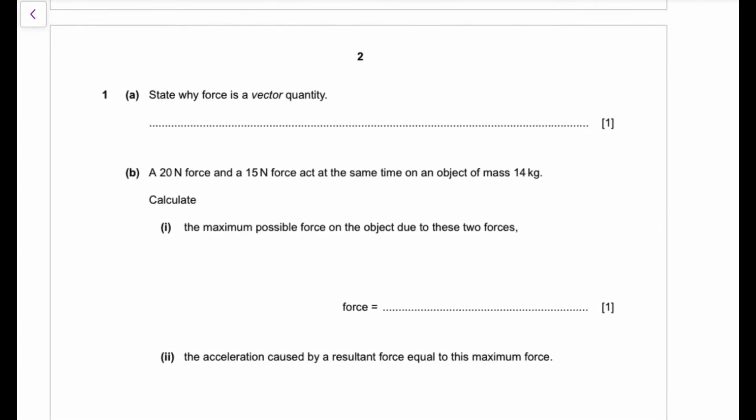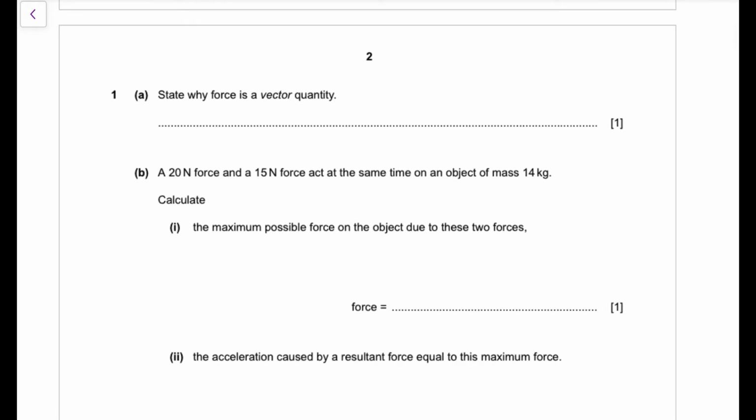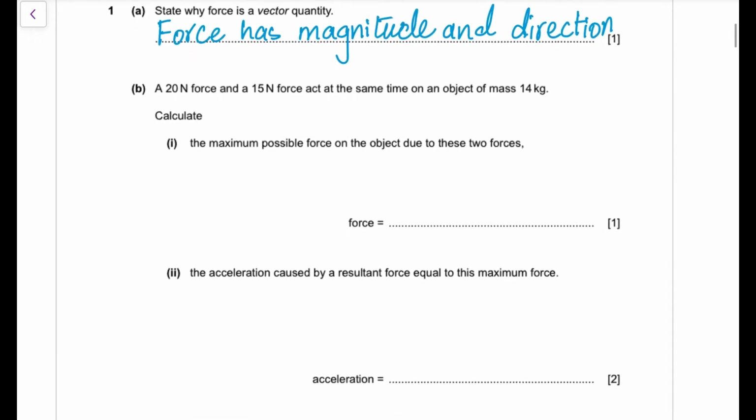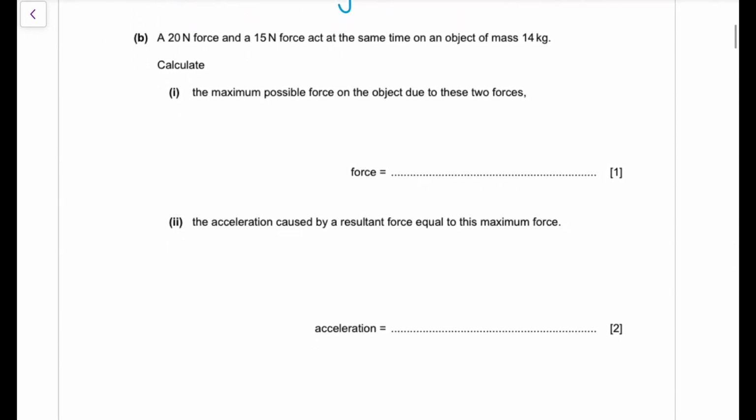Question 1. State why force is a vector quantity. Force is a vector quantity because it has both magnitude and direction. B. A 20 Newton force and a 15 Newton force act at the same time on an object of mass 14 kg. Calculate the maximum possible force on the object due to these two forces.